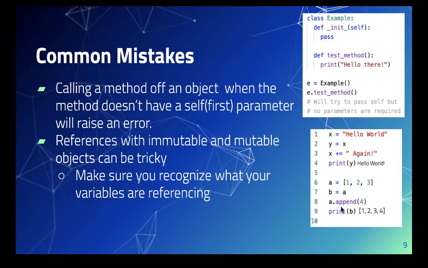So then we have common mistakes. Like I had said, in the first one, if we call a method off of an object which doesn't have the implicit parameter self, you'll get an error, because Python will always pass in self whenever you call it off an object, and test method has no such parameter self, and so you will get an error. It'll say it required one parameter but zero, or it required 0 parameters but 1 was provided, or something along those lines, and that's a common error.